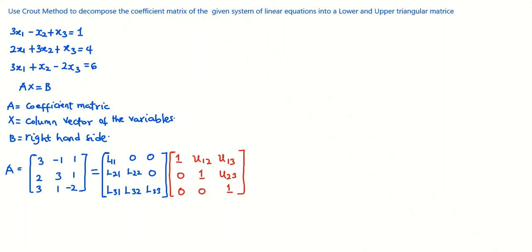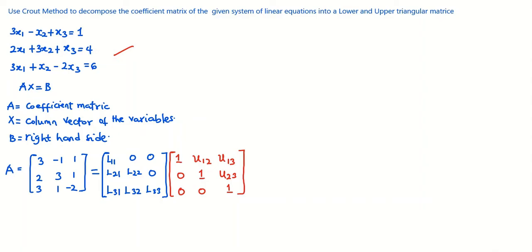In this video, we are going to learn how to use the Crout method to decompose a matrix into a lower triangular matrix and then an upper triangular matrix. I have this system of linear equations here. What I'm going to do is use the Crout method to decompose the coefficient matrix into a product of a lower triangular matrix and then an upper triangular matrix.